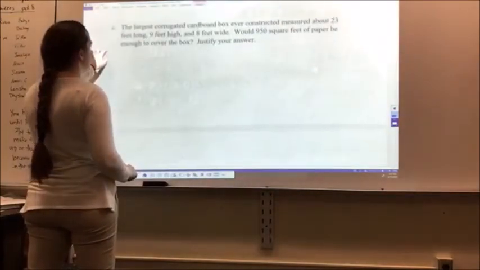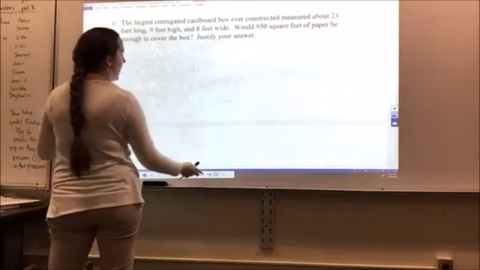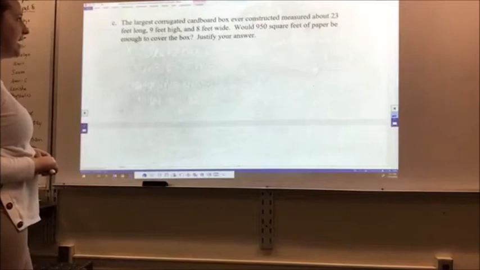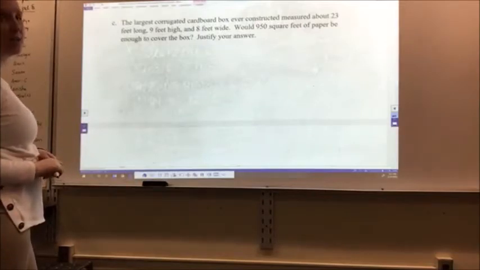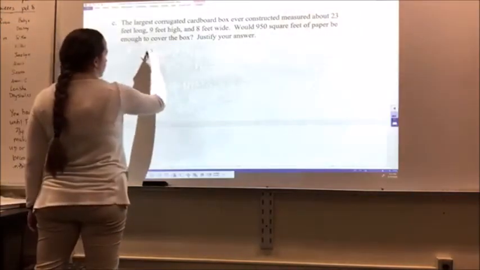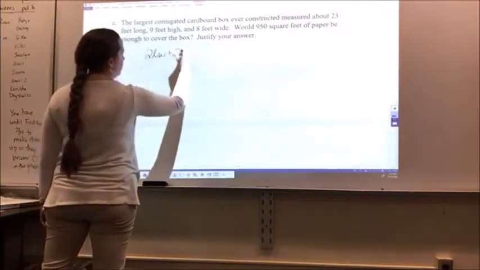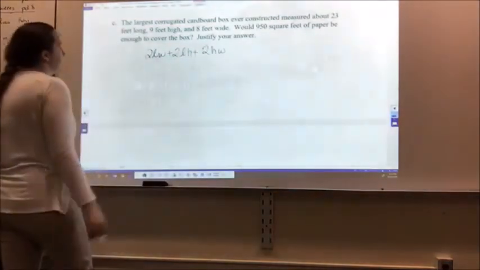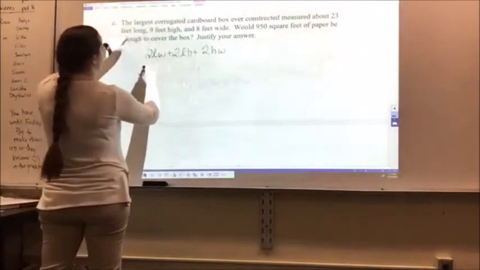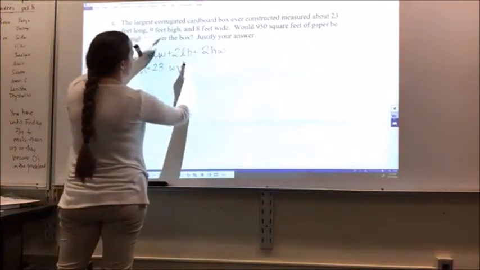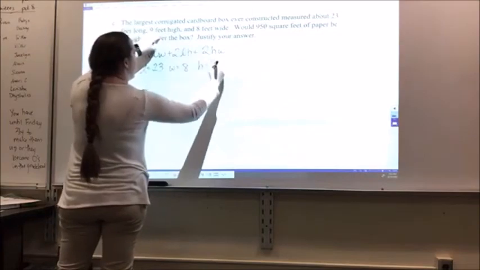Alright, letter C. The largest corrugated cardboard box ever constructed measured about 23 feet long, 9 feet high, and 8 feet wide. Would 950 square feet of paper be enough to cover the box? Justify your answer. So I need to figure out my surface area, so I'm going to use 2LW plus 2LH plus 2HW in order to solve this. So feet long, so my L is 23. My W is 8, and my height is 9, okay?